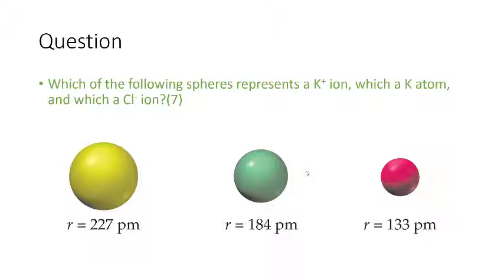Whereas if we take a look at the chloride anion, even though this is an anion, which is going to be larger than the initial atom itself, it is so far over to the right on the periodic table that the atom itself is so small to start with. So since it is all the way over to the side, that means that the red atom will be our chloride anion.